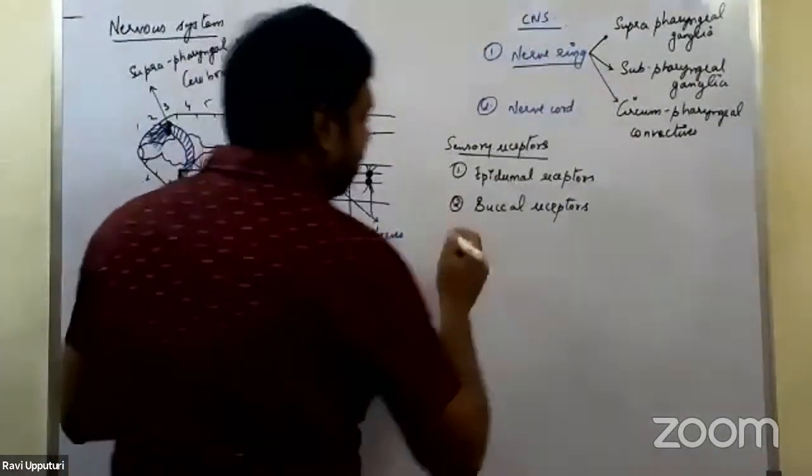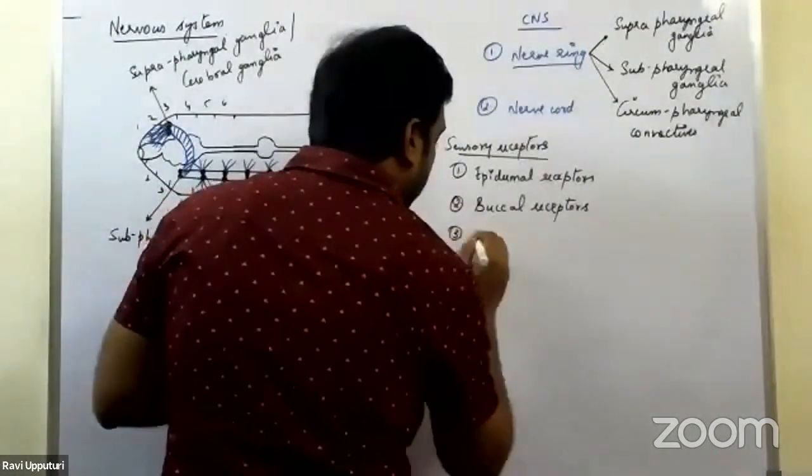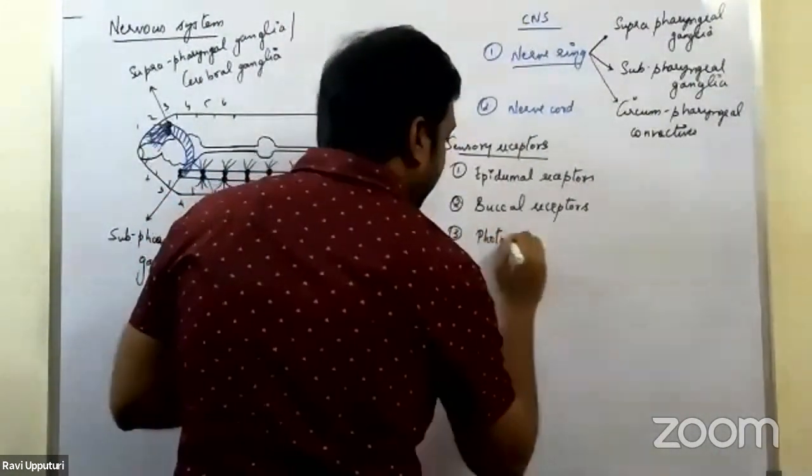The third type of sensory receptors present in this organism are called photoreceptors.